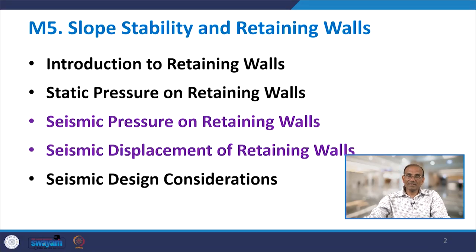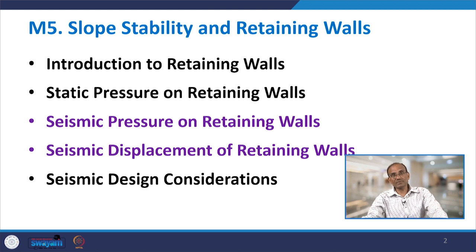And this is lecture number 50, so this is a half century. We are under module 5 of this course, which is on slope stability and retaining walls. This is in fact the fifth lecture on retaining walls, where we already covered seismic pressure on retaining walls. Today we are going to talk partly on seismic pressure on retaining walls, and that will be over. Once that is over, then we are going to talk about seismic displacement of retaining walls also.